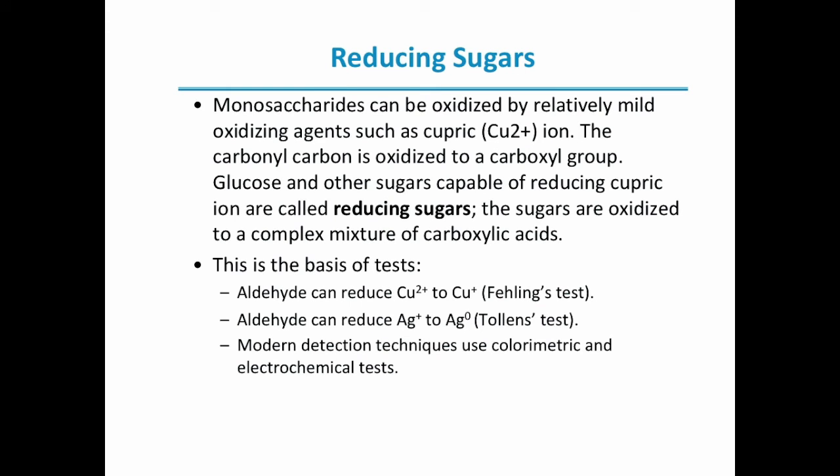Monosaccharides can be oxidized by relatively mild oxidizing agents such as cupric ion, Cu2+, and if something's oxidized, that means it's a good reducing agent. So as a result, glucose and other sugars that can be oxidized and therefore are capable of reducing things like cupric ion are called reducing sugars. And this behavior is the basis of a variety of tests, including Fehling's test, Tollens test, and other modern detection techniques using colorimetric and electrochemical tests.